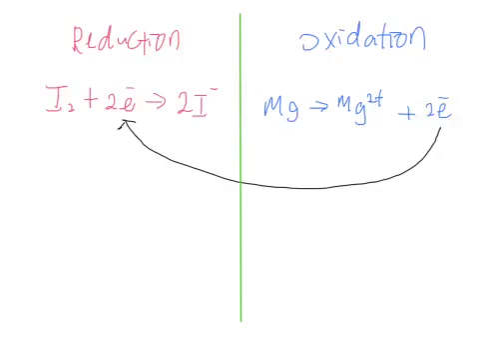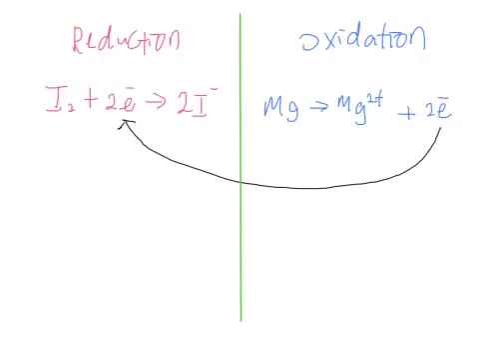Here I'm actually showing you an example of how both reactions could actually happen together. So in reduction, we have iodine, which accepts electrons, and then they become iodide ions. At the same time, oxidation happens. This is where you have a magnesium atom which loses 2 electrons, subsequently becoming magnesium ion, Mg2+. So then these 2 electrons will then move over to be accepted by iodine.